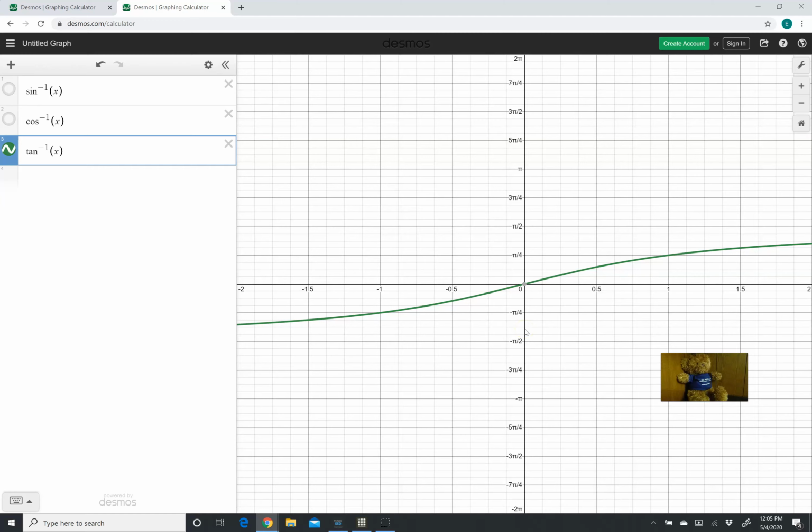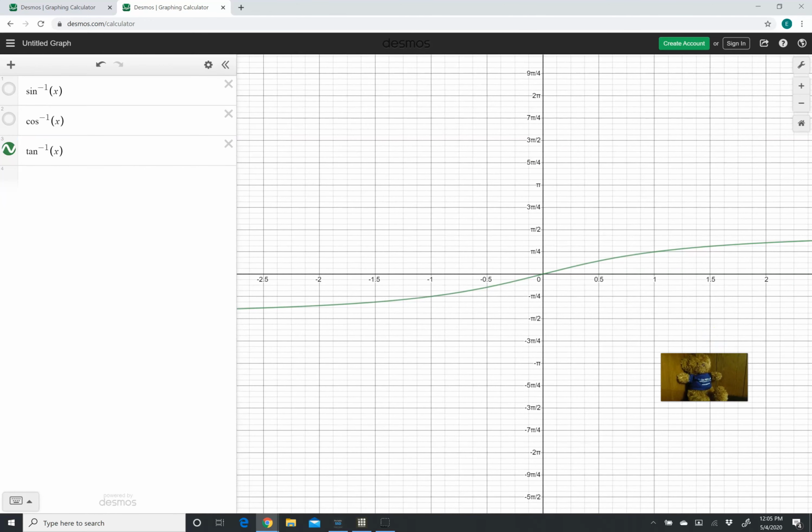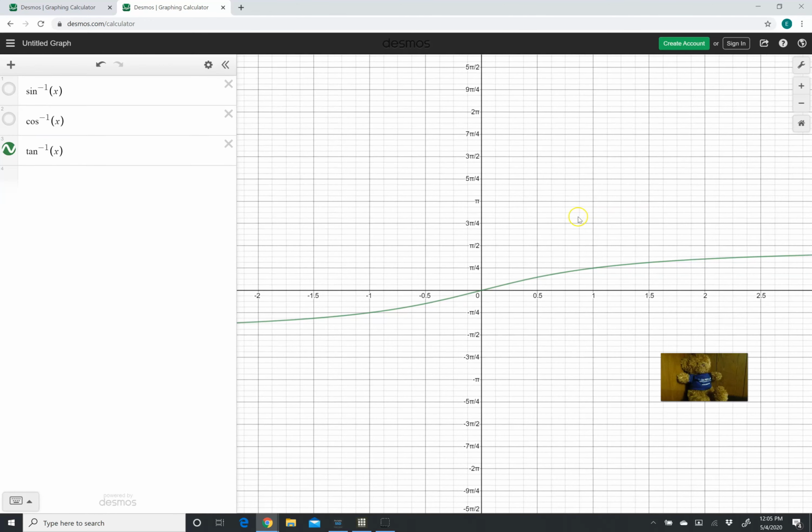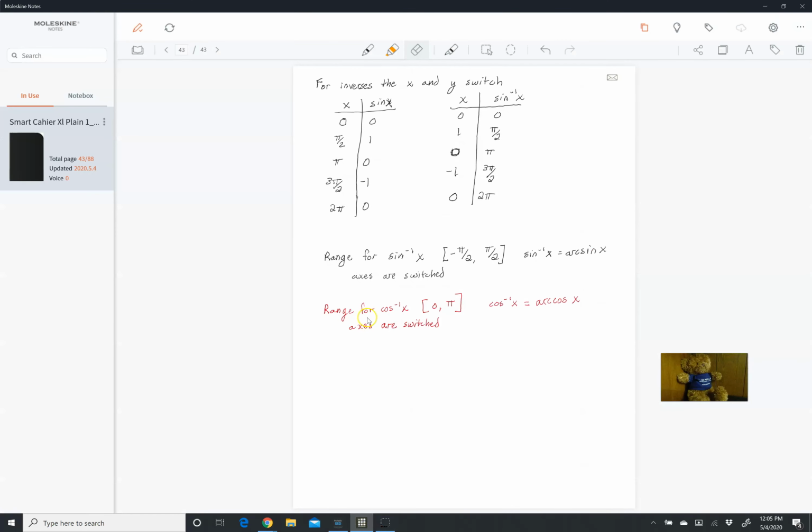This does have asymptotes, okay? So it has asymptotes at negative pi over 2 and pi over 2. So that's the way that you would distinguish it from the sine inverse, okay, from arc sine. Arc sine only goes from negative pi over 2 to pi over 2, but it doesn't have asymptotes at those values, okay? So let's write that down.